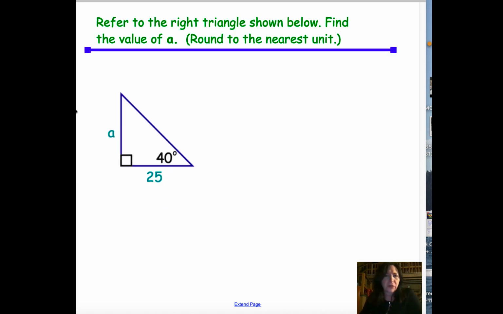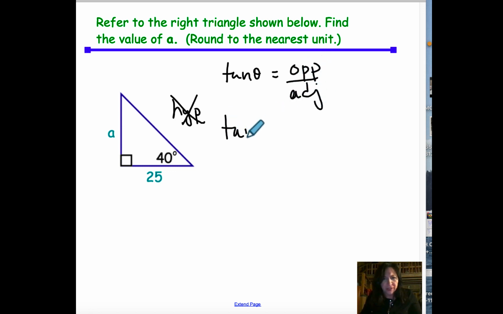Cool. Refer to the triangle below. Find the value of a. So again, a is opposite. Here's my hypotenuse. I don't have my hypotenuse. I'm not trying to find the hypotenuse. What I'm trying to find is little a. So I'm going to use tangent, because that's opposite and I have adjacent and it's a right triangle. So we're going to just use this little formula. Tangent of theta is equal to the opposite side over the adjacent side. So we're going to go tangent of 40 degrees is equal to little a over 25.